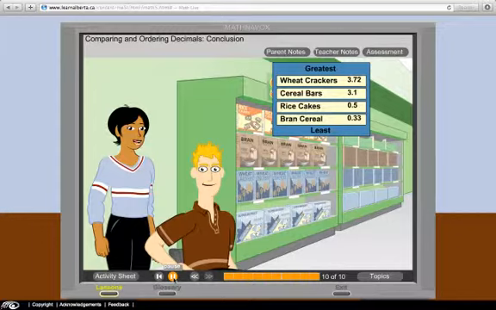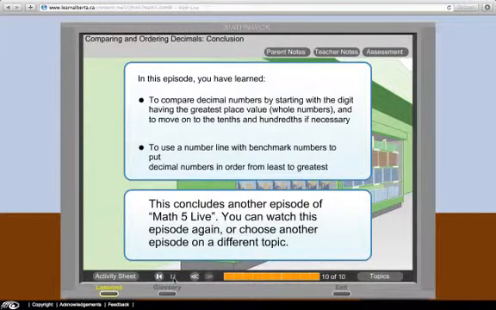We have now put the food in order from the most fat per serving to the least fat per serving. This will help our families to make healthy food choices. Yes, next time we go grocery shopping, we will be able to help our families make those choices because we know how to compare and order decimals.